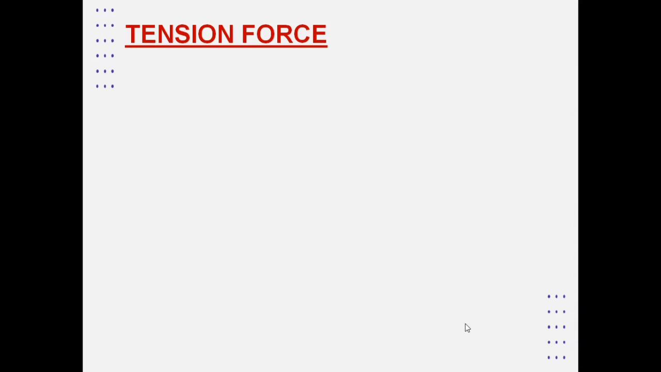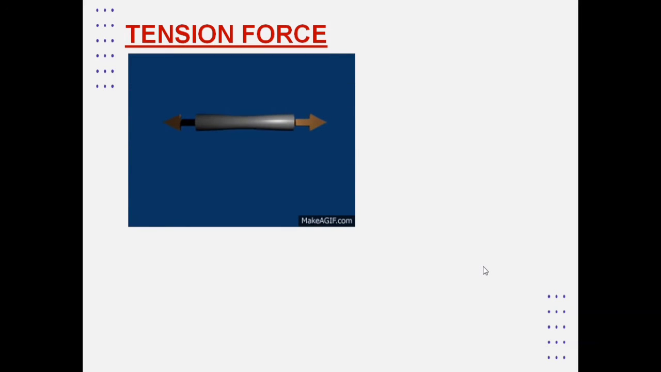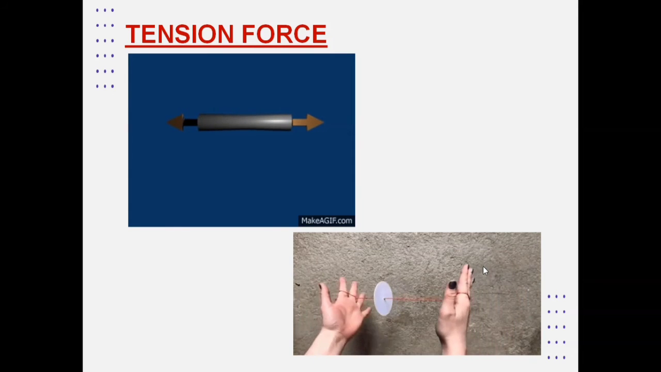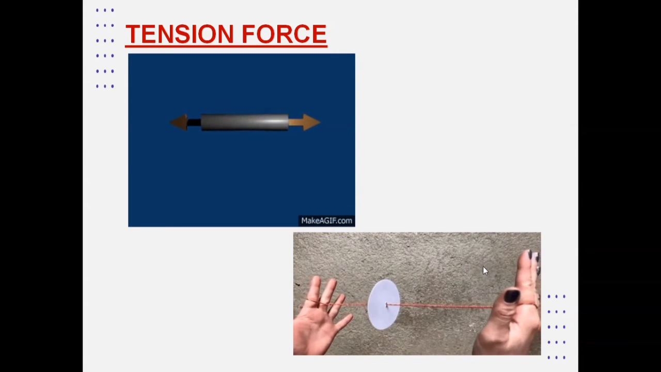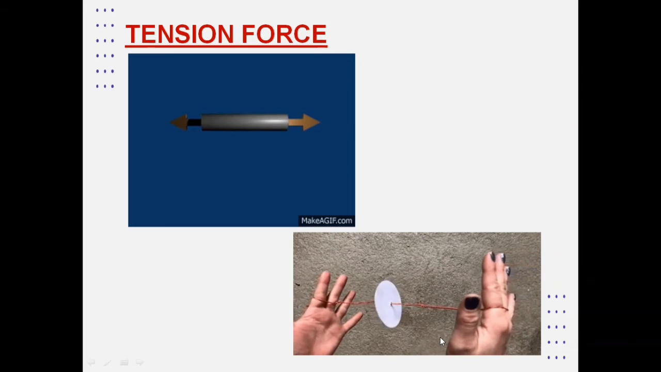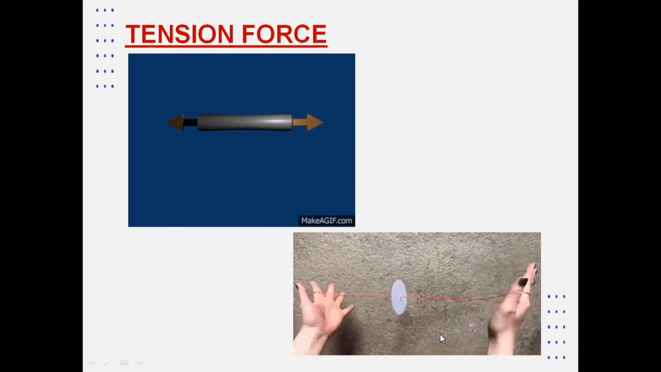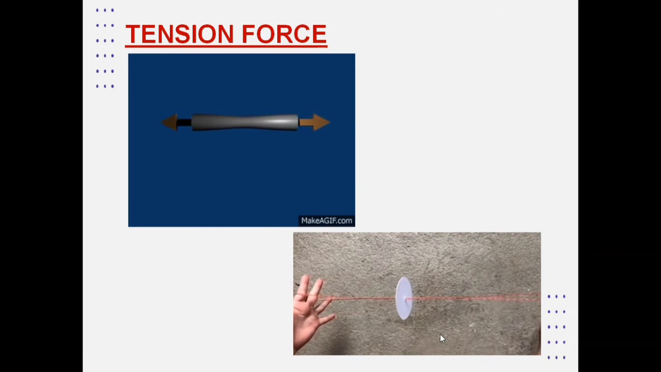Tension force is defined as an object or material pulled by forces acting from opposite sides. You can see in this picture, two forces are acting in opposite directions. So this is called tension force. In our day-to-day life, we can see here, this is the tension force. In this rubber band, tension force is acting when he pulls outside the rubber.